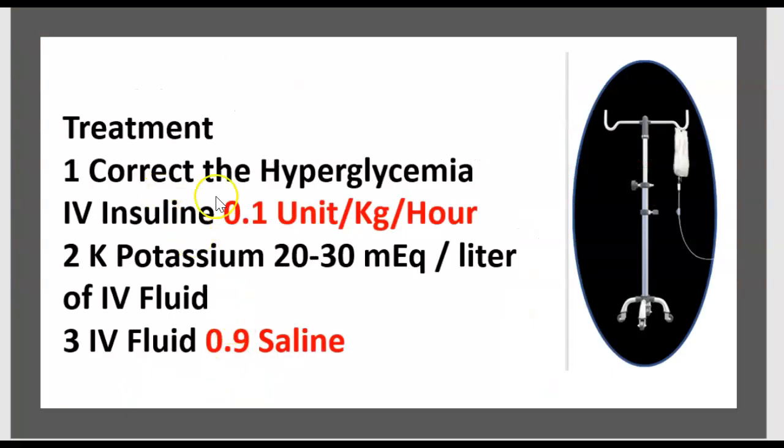Treatment: correct the hyperglycemia with intravenous insulin 0.1 unit per kilo per hour, potassium 20 to 30 milliequivalents per liter of intravenous fluid, and intravenous fluid of 0.9% saline.